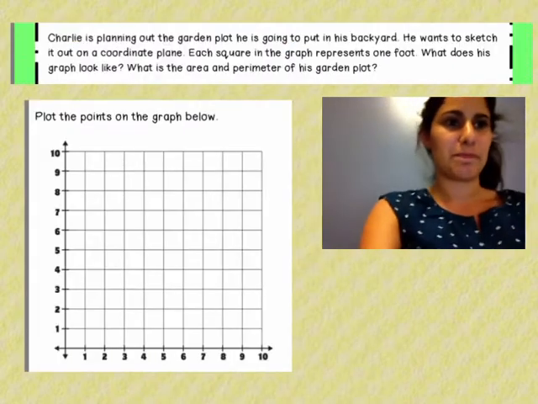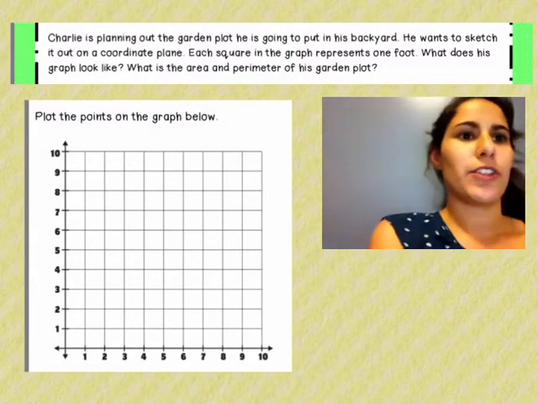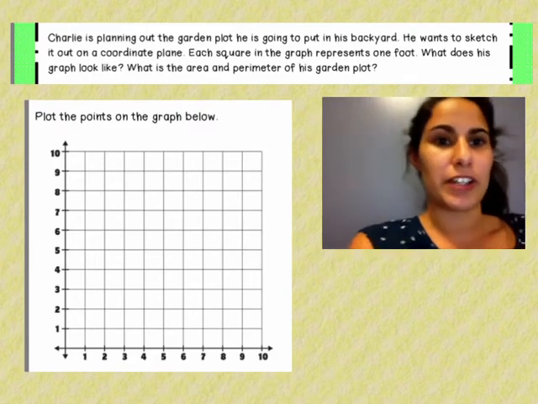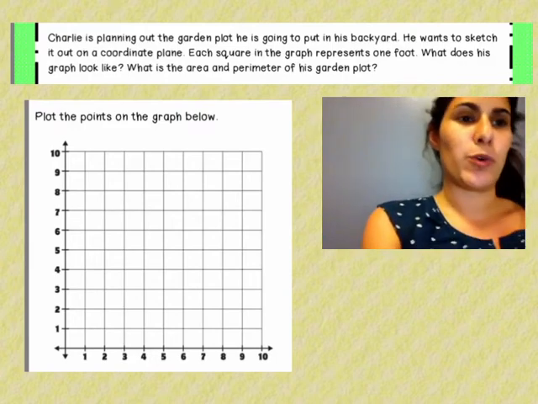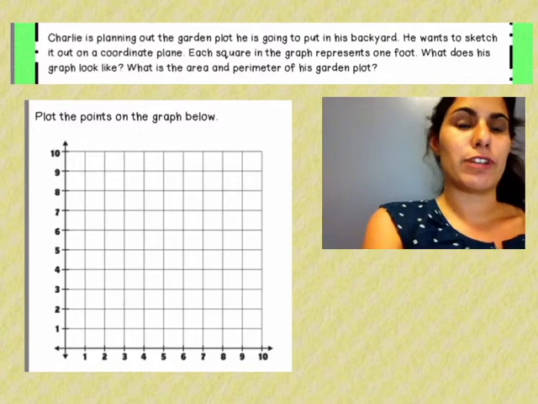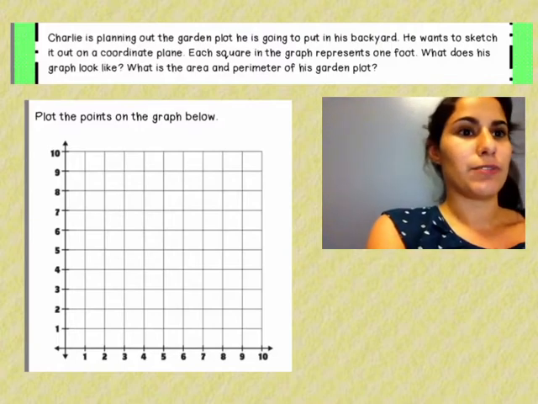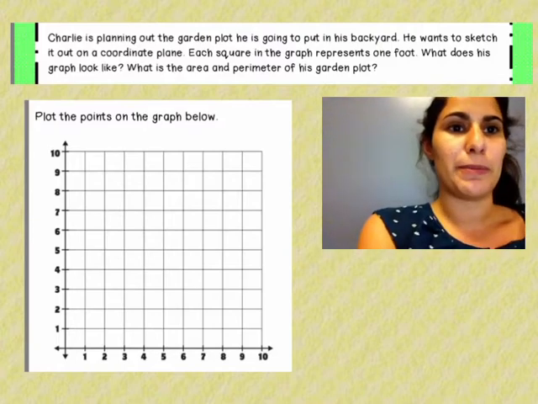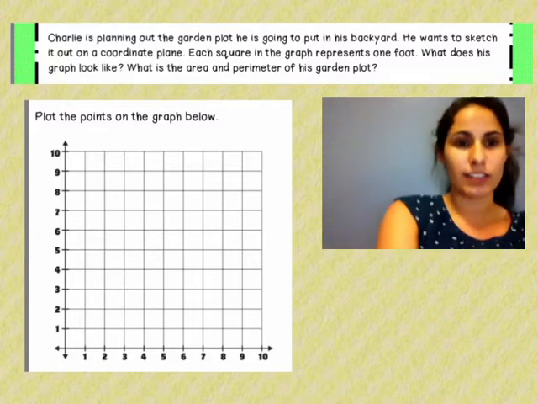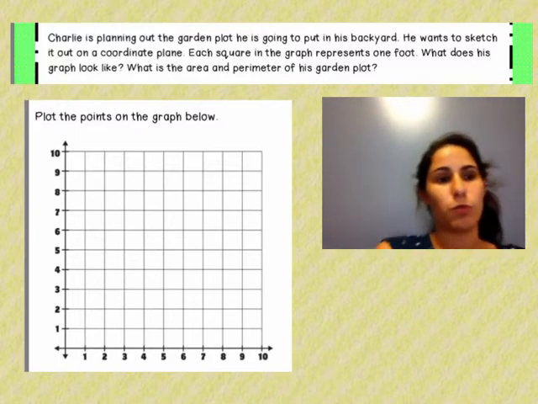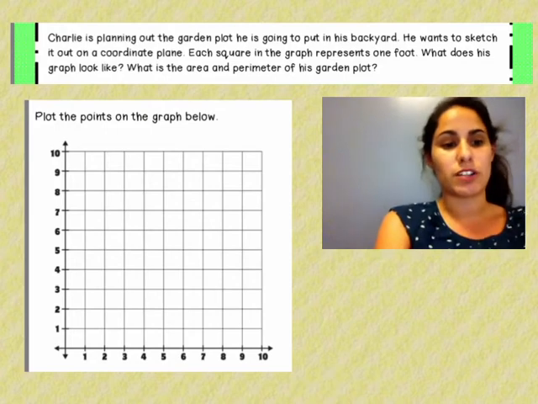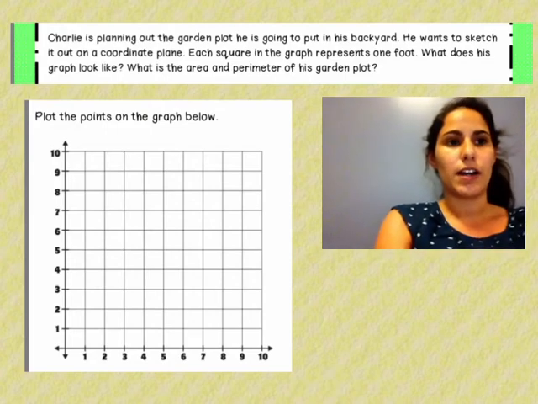Okay, let's try this one. Charlie is planning out the garden plot he's going to put in his backyard. He wants to sketch it out on a coordinate plane. Each square in the graph represents 1 foot. What does his graph look like? What is the area and perimeter of his garden plot? They don't tell us what he wants his garden to look like, what kind of vegetables he wants, so that's all going to be up to you.